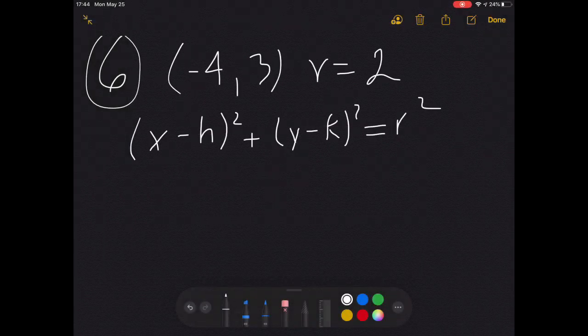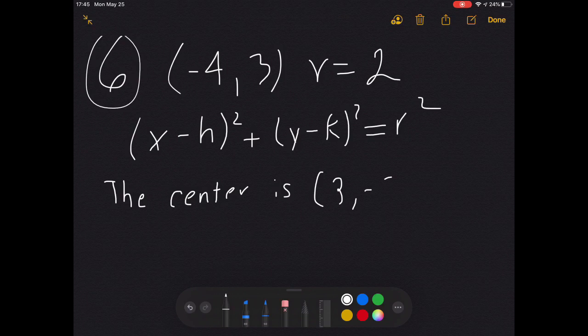So in problem number 6, we had to write the equation of the circle with a center of -4, 3, and with a radius of 2. So the initial formula of a circle is x minus h squared plus y minus k squared equals radius squared. So where the center is h and k, the center is -4 and 3.